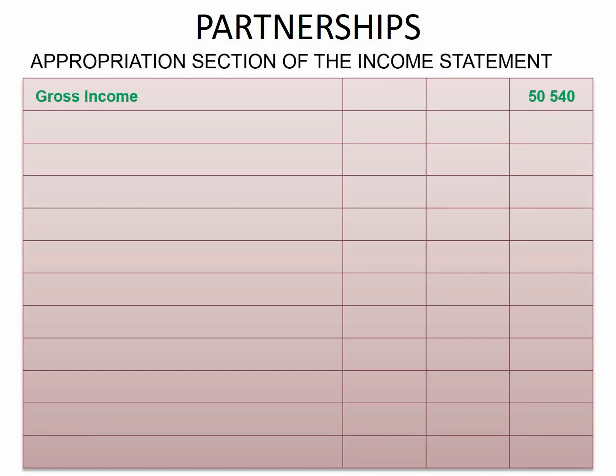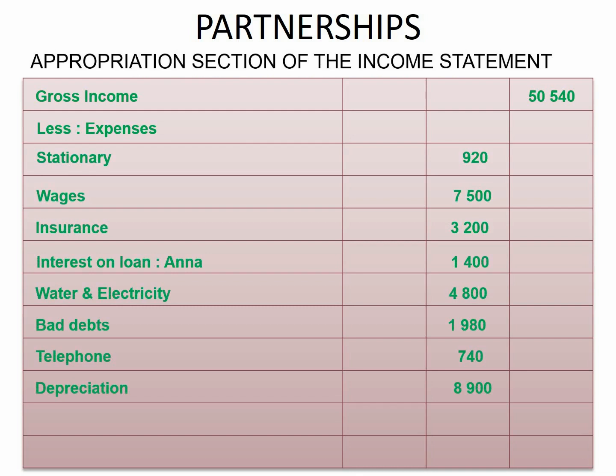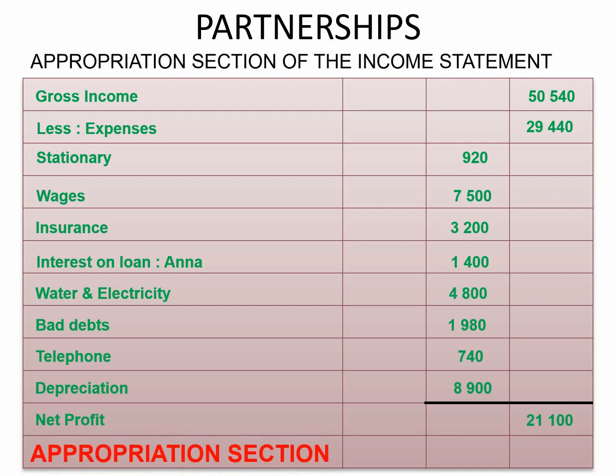So we'll start from our gross income. Then we will less our expenses, and there we can see all of our expenses listed. If we add that up, we'll get our total of expenses, and then of course afterwards we will calculate our net profit. And then after we've calculated our net profit, we will start with our appropriation section. So our appropriation section starts directly after we calculated our net profit.